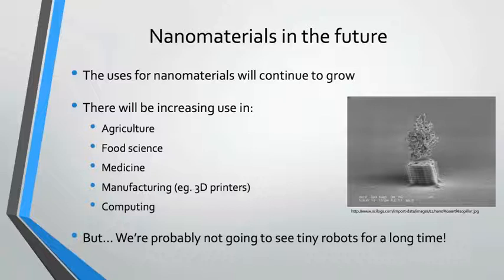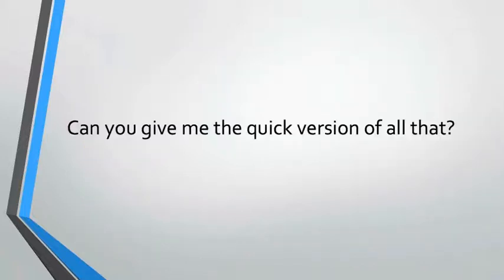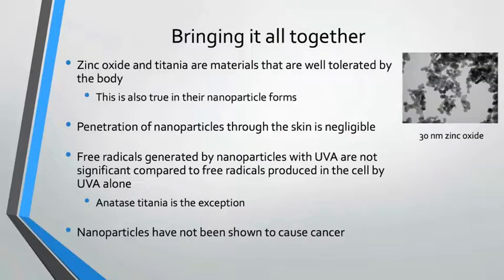All right, so let's wrap it up. The quick version. That was a lot of stuff to get through. Let's go through it quickly, just to wrap up. So, zinc oxide and titania, materials that are well tolerated by the body. When you put them in nanoparticulate form, this seems to be still the case. They're still well tolerated. Nothing drastic changes.